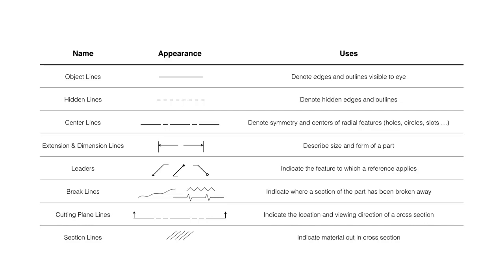I've heard this system called an alphabet of lines. When you're drawing something, if you get lost, refer back to this slide. It has all the lines that we discussed, and it could inspire you about what to draw next.